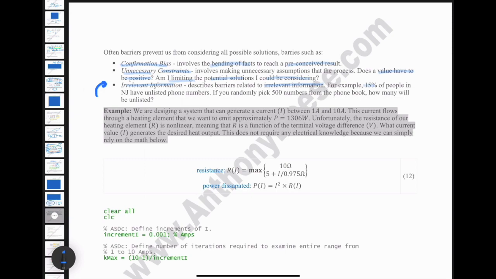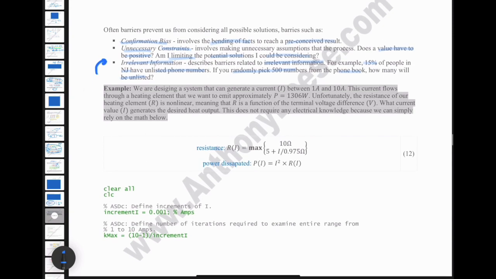For example, 15% of people in New Jersey have unlisted phone numbers. If you randomly pick 500 numbers from the phone book, how many will be unlisted? Perfectly logical problem. And since I'm framing it as something where there's irrelevant information, you're probably catching the trick, which is that if you pick 500 numbers from the phone book, none of them are going to be unlisted, obviously. But your brain will often default to just saying 500 times 15%. That must be the number of unlisted numbers. And so you have to be careful to avoid pitfalls like that.